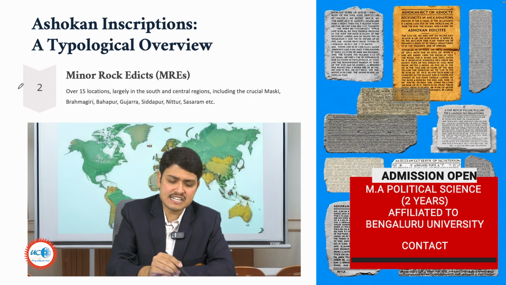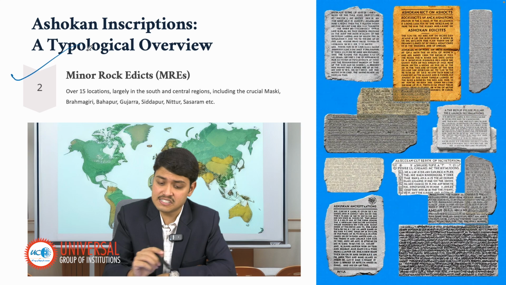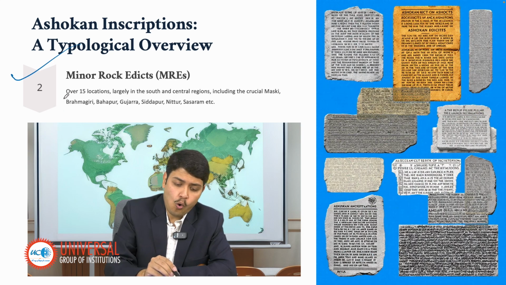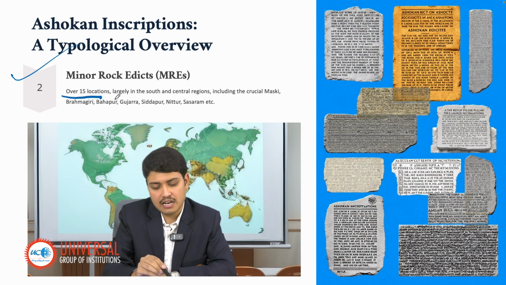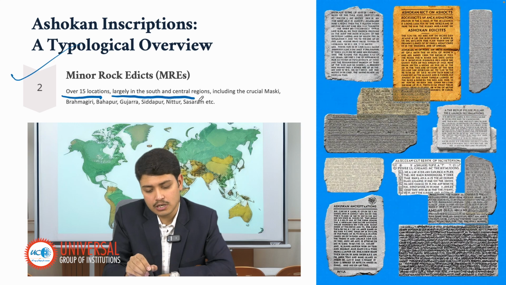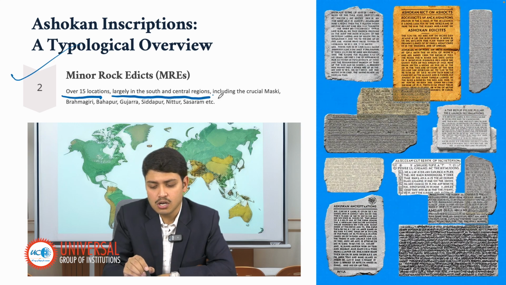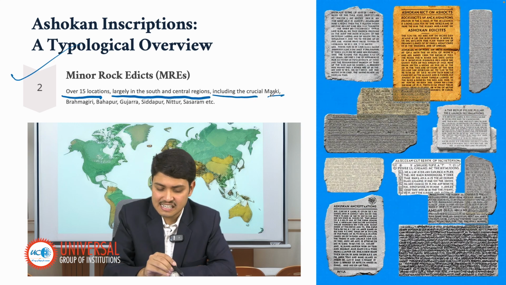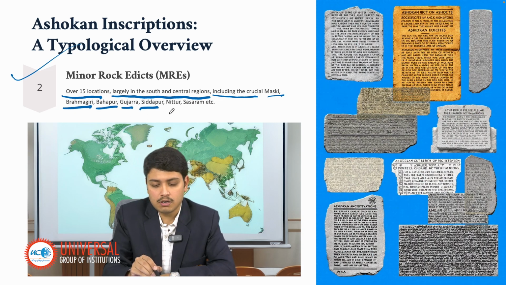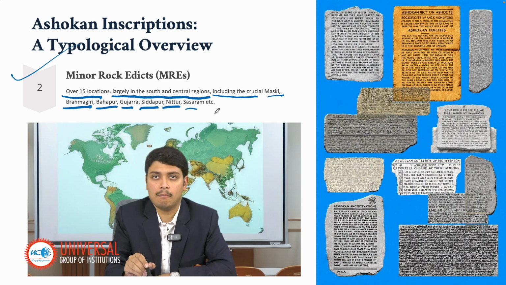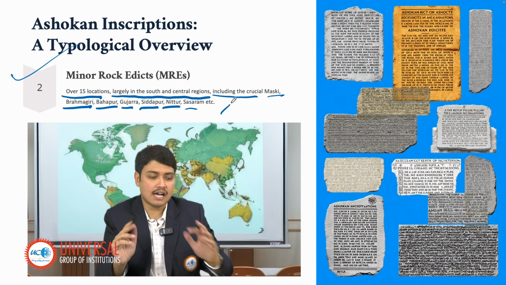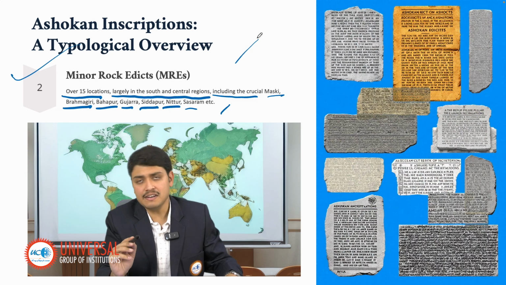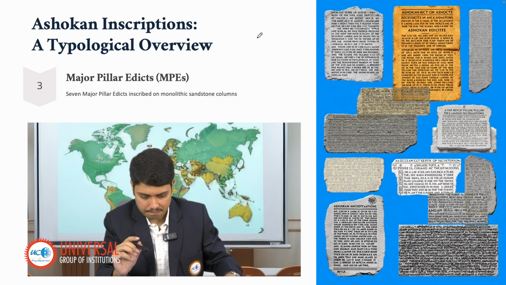Now, the next point is the minor rock edicts. Over 15 locations, largely in the south and the central regions, including the crucial Maski, Brahmagiri, Bahapur, Gujjara, Siddhapur, Nittur, Sasaram, etc. These are the important minor rock edicts of Ashoka.